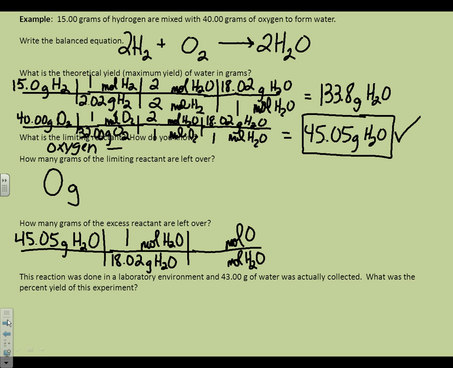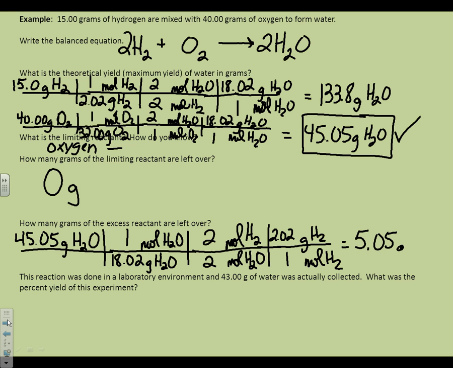Moles of H2. Moles of water is 2, moles of hydrogen is 2, and then I can go to grams. I know 1 mole of hydrogen has 2.02 grams. Plug into a calculator, and we get 5.05 grams of H2.